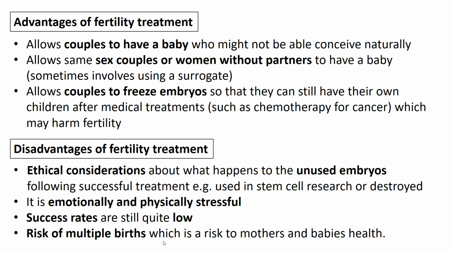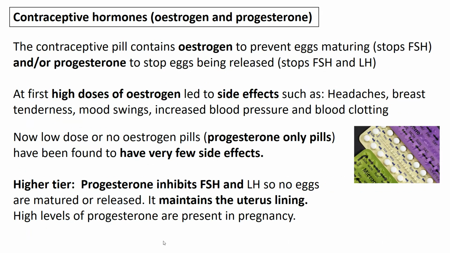But sometimes you don't want to get pregnant, and that's where you need to use contraceptive hormones. So you can use those reproductive hormones to make contraceptives. The contraceptive pill contains estrogen, and that prevents the eggs from maturing because, remember, estrogen acts as an inhibitor of FSH. So you'll stop eggs being matured in the ovary, and if an egg is not matured, then there's less chance of it being released.